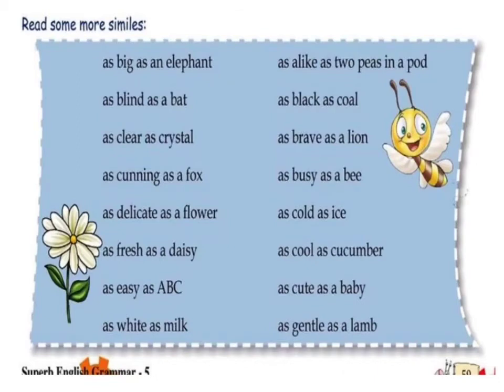As cold as ice, as cool as a cucumber, as cute as a baby, as gentle as a lamb. So these are some similes, children, which you can use when you are framing sentences. And when you will use these similes, your sentences will look very impressive.